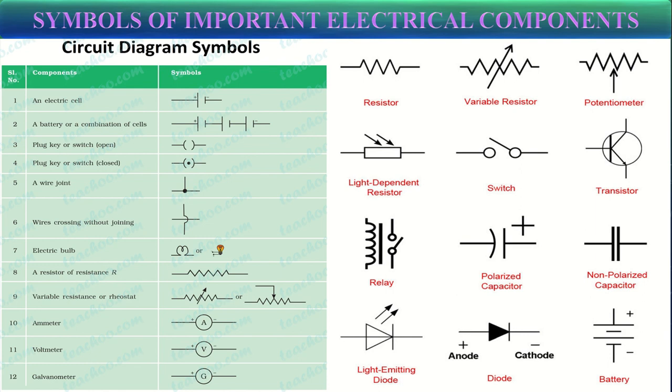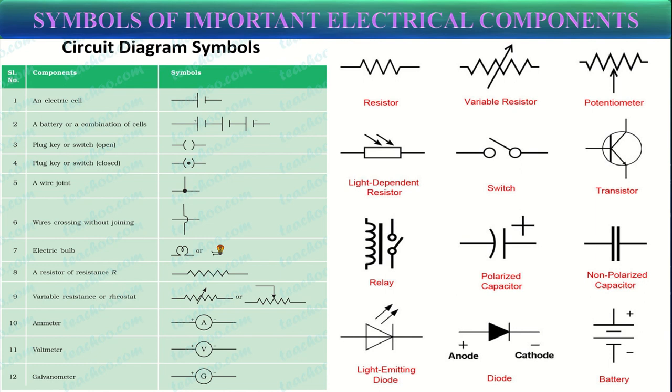A resistor has a definite value like 2 ohms, 0.2 ohms, 3 ohms, like that. It will be having a specific value. But in variable resistance, just the name signifies it is variable. It is also called a rheostat, where you can change the value of the resistance.